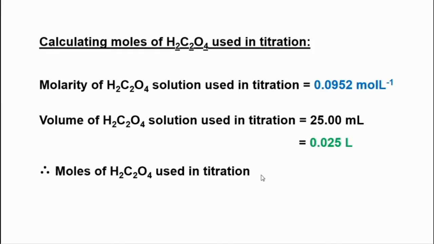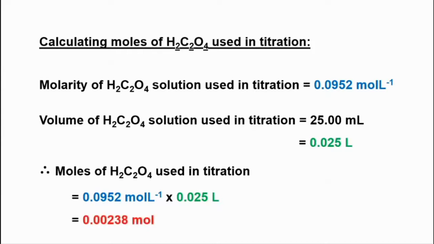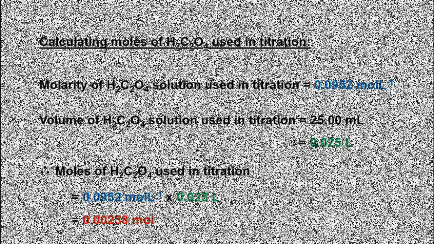Now let's calculate how many moles of oxalic acid were used in this titration. We are going to use the formula molarity times volume, MV. Remember, MV, molarity times volume. So 0.0952 mole per liter times 0.025 liters, and we are going to get 0.00238 moles. This is the moles of oxalic acid used in this titration.